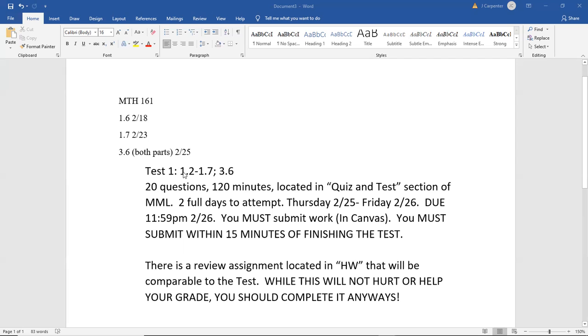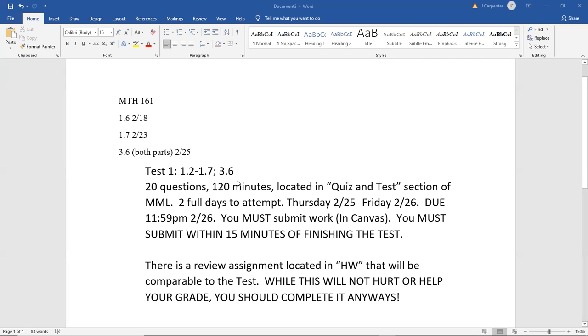So test 1 covers sections 1.2 through 1.7. Remember, I did very briefly discuss 1.1, but you didn't have any homework in it, so it's not really an official section, as well as 3.6. So this is like 7 sections of material. It's going to be a 20-question test. You will have 2 hours.